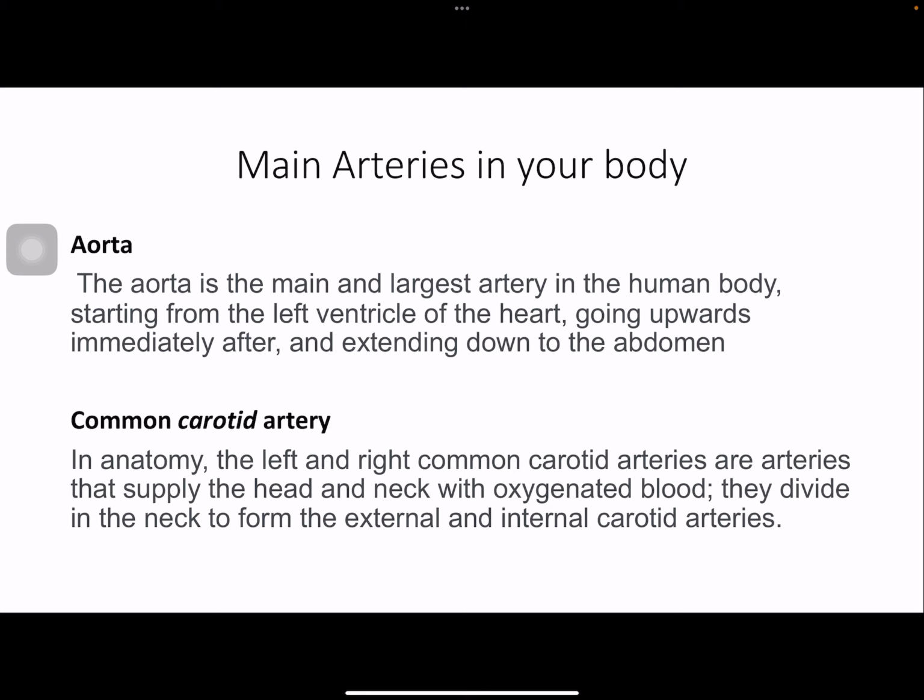The aorta is the main and largest artery in the human body, starting from the left ventricle of the heart, going upwards, and immediately after extending down to the abdomen.